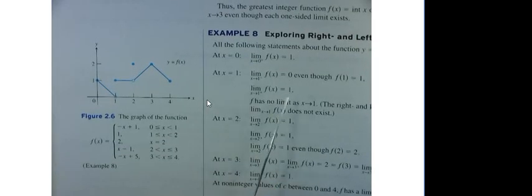It has no limit because this limit is 0 and this limit is 1. So the two one-sided limits do not equal one another, therefore it doesn't have a two-sided limit.